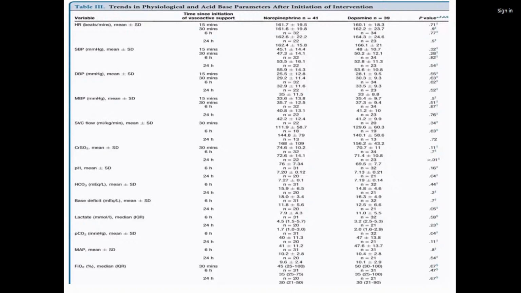So next is acid-base balance like pH, bicarb, and base deficits, as we see. At 6 hours, there were similar ratios. At 24 hours, overall, we can see the pH was a little higher in the norepinephrine group as compared to dopamine, which was around 7.2, which was less. Dopamine was causing more acidosis at 24 hours, which is statistically significant.